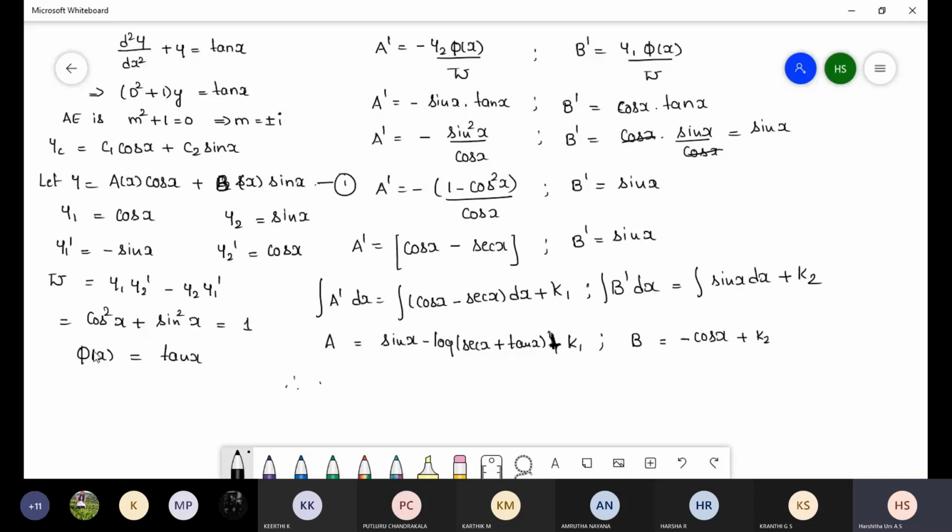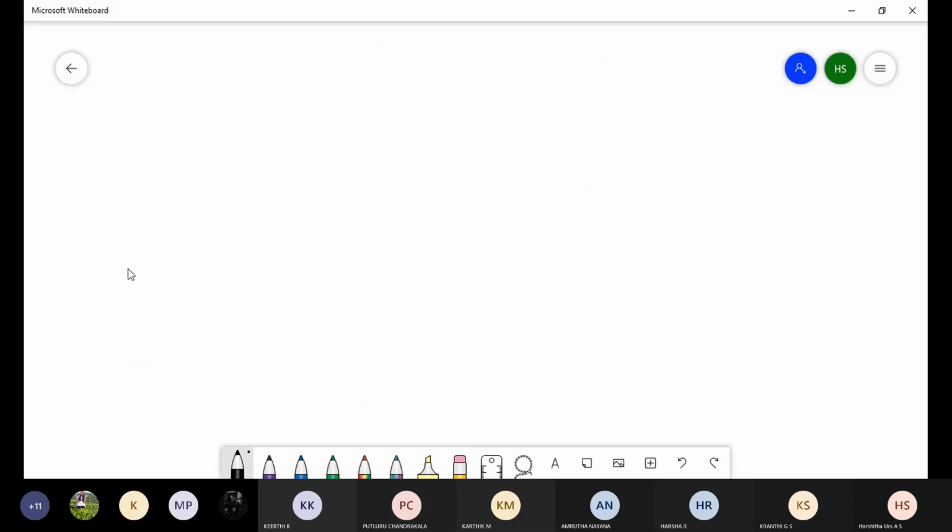Y is equal to, in the place of a, write sin x minus log of secant x plus tan x plus k1, whole into cos x, plus in the place of b of x, write minus cos x plus k2, whole into sin x.